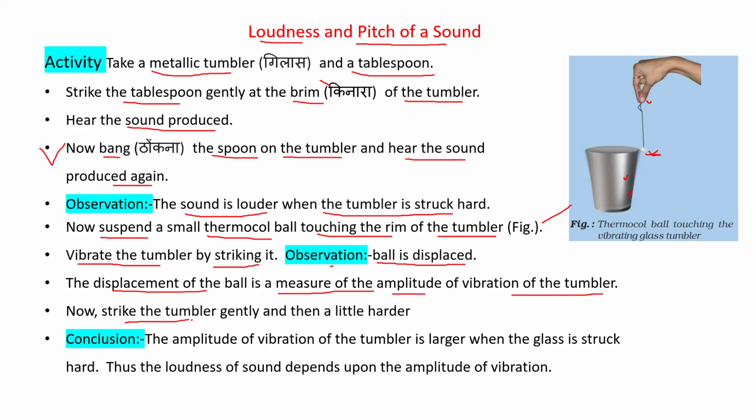Now strike the tumbler gently and then a little harder. We will observe that when we strike the tumbler gently, the thermocol ball is displaced less. But when we strike the tumbler hard, the displacement is more. That's why we can say the amplitude of vibration of the tumbler is larger when the glass is struck hard. Thus, the loudness of sound depends upon the amplitude of vibration.